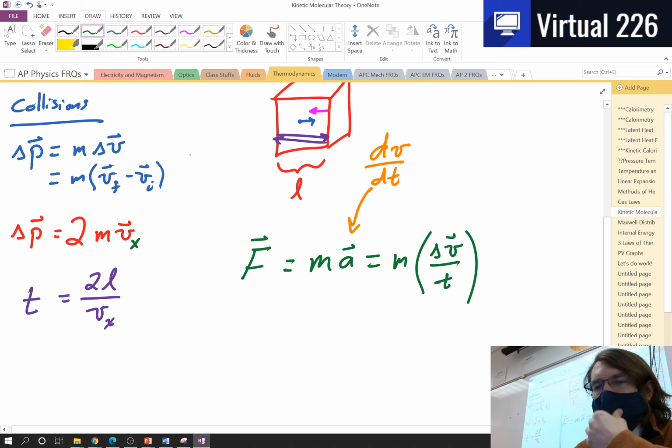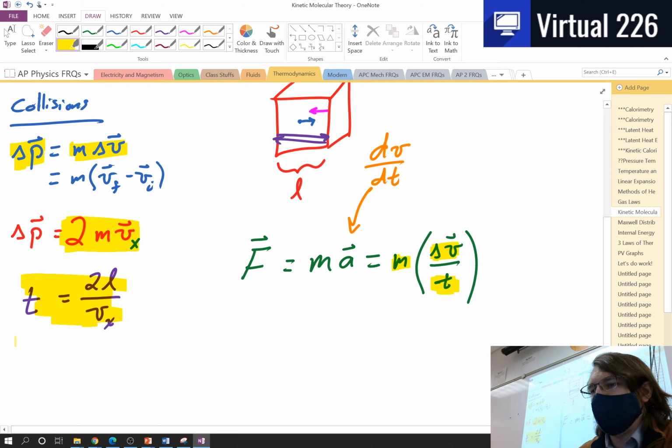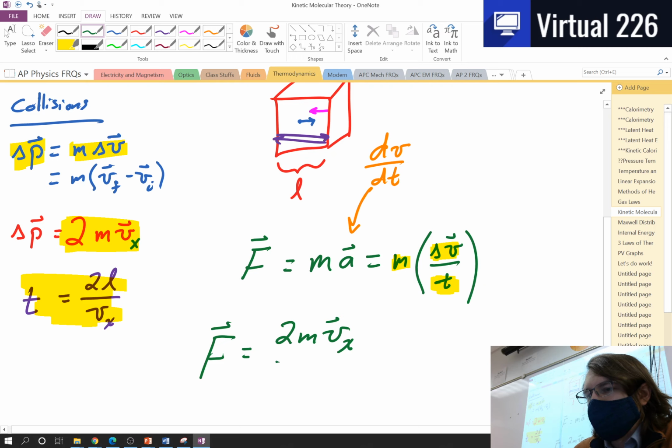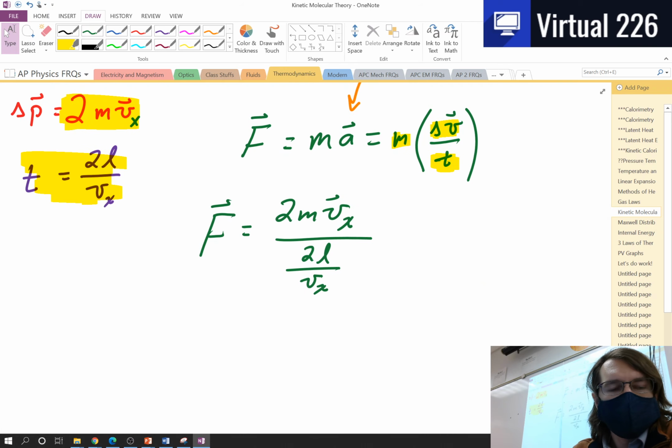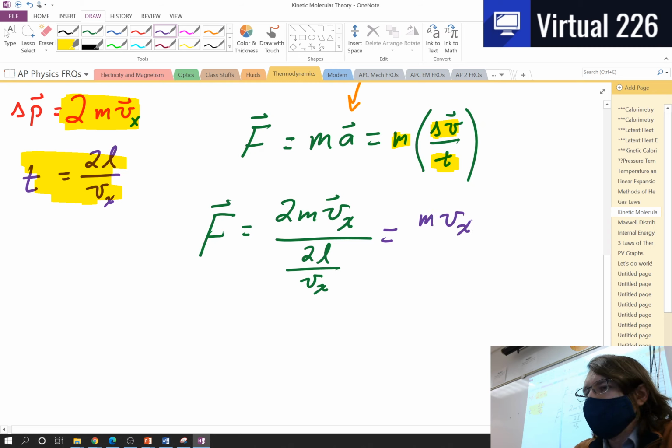Now, why is this so important? Well, this is m times delta v. M times delta v is the change in momentum, which we just said was 2 times the mass times the velocity in the x direction. We also know the time is 2L over Vx. So we can say that the force acting on impact here is equal to 2m Vx divided by 2L over Vx. If you want to pare this down a little bit, this will simply give us m Vx squared over L. Our 2's have canceled out. The Vx comes up.